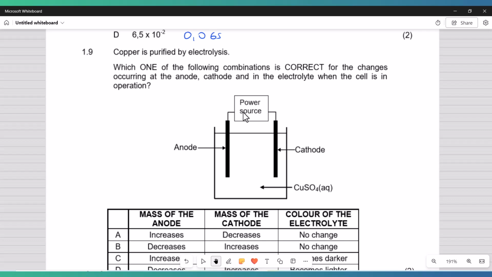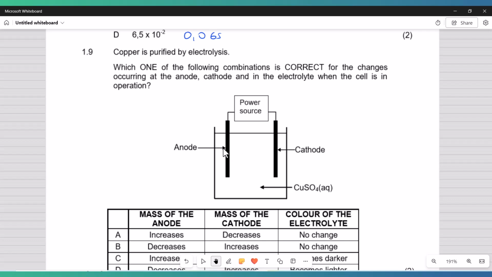So here we have the power source. This is anode, this is cathode. Now from our theory, when we are purifying copper, the unwanted copper, which is impure, must be put on the anode. Are we together? Why? Because at the anode, oxidation takes place there. Then the one which is pure but very small, we put on the cathode. Why? Because reduction takes place at the cathode.